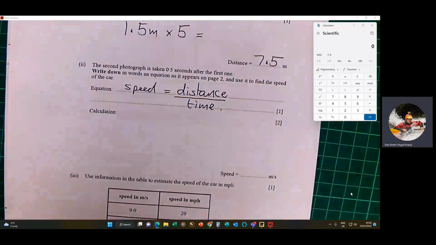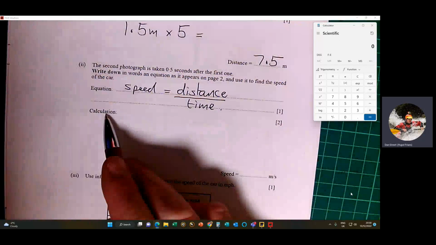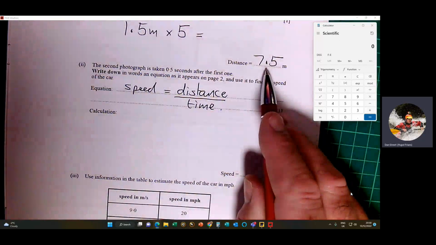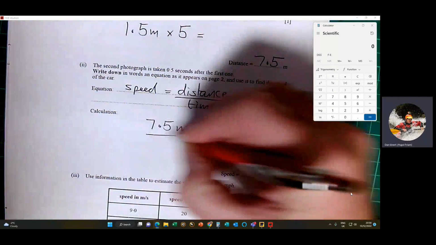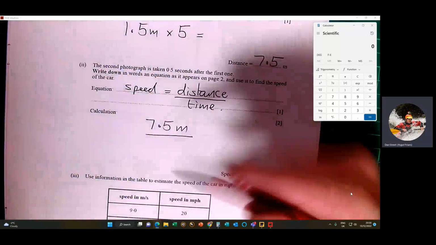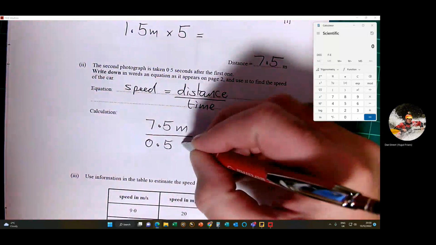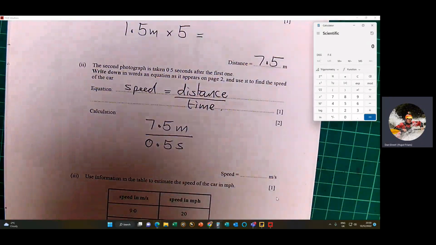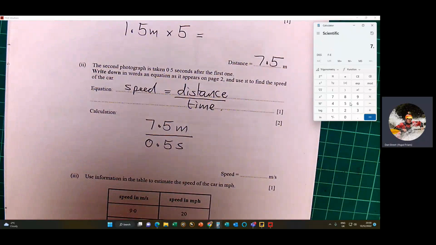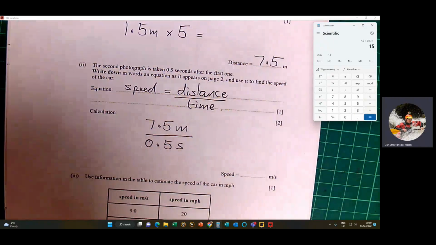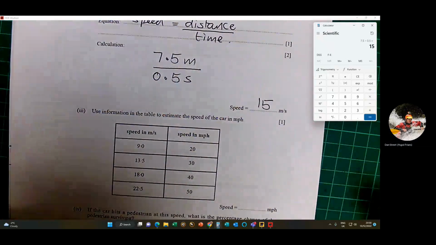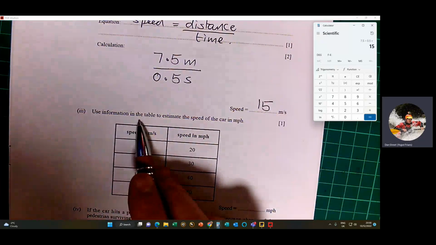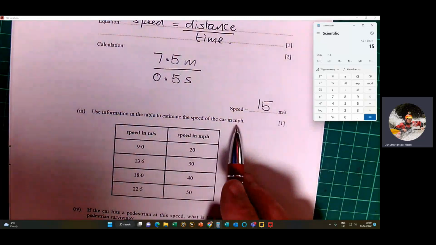Then to use the information in the question, the calculation, we know that the car has travelled 7.5 meters from the first part of the question. That's the distance. And we know from the question here that it took 0.5 seconds to travel that distance. If we use the calculator, we will discover that 7.5 meters divided by 0.5 seconds is 15 meters per second. Now the next part of the question says use information in the table to estimate the speed of the car in miles per hour.